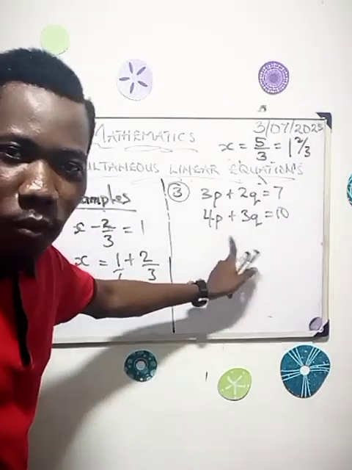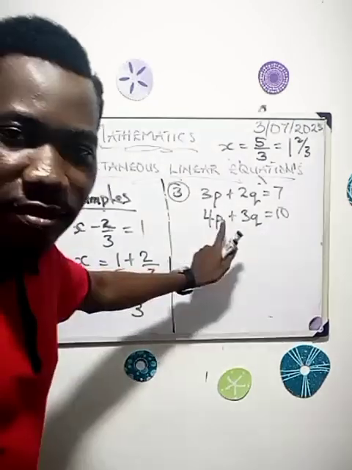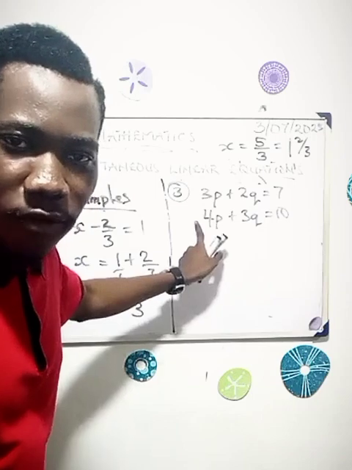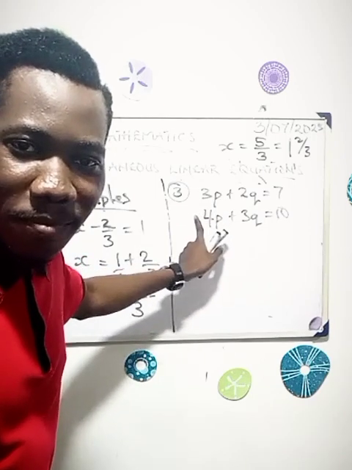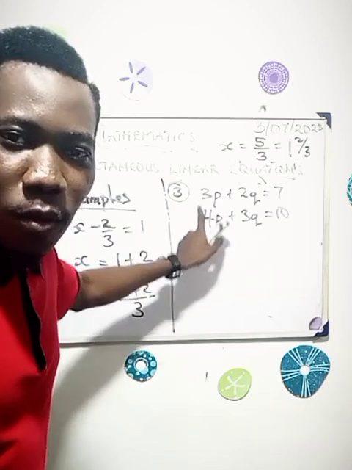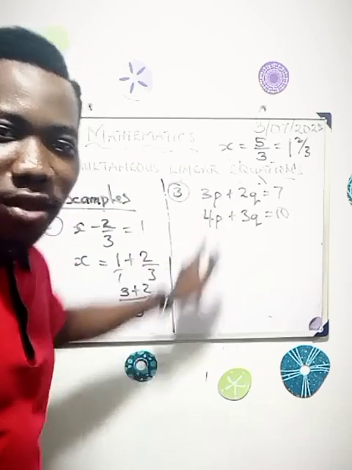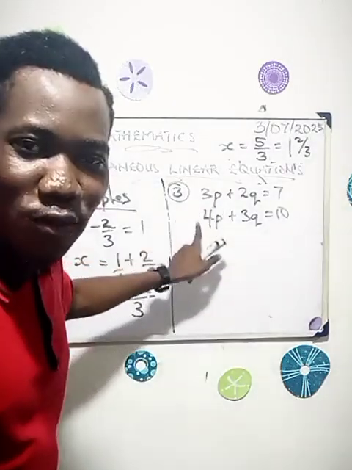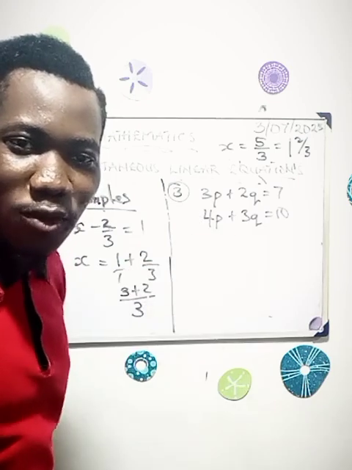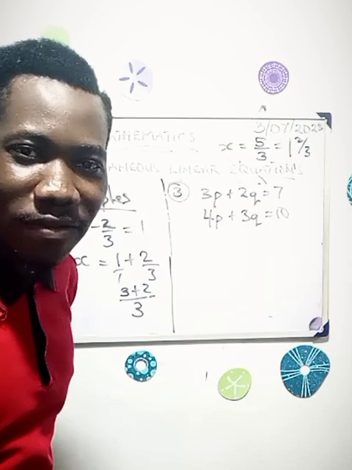So which variable do we want to eliminate? We said P. The next thing is to check their coefficients. This is 3, this is 4. So they are not the same. So what are we going to do? We'll try to make them the same. Now, how do we do that? Someone help us. How are we going to make both of them the same? Now this is 3 and this is 4. Pay attention.